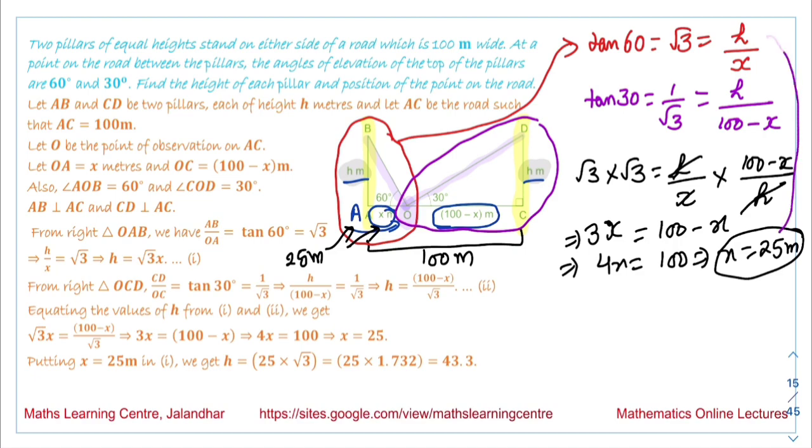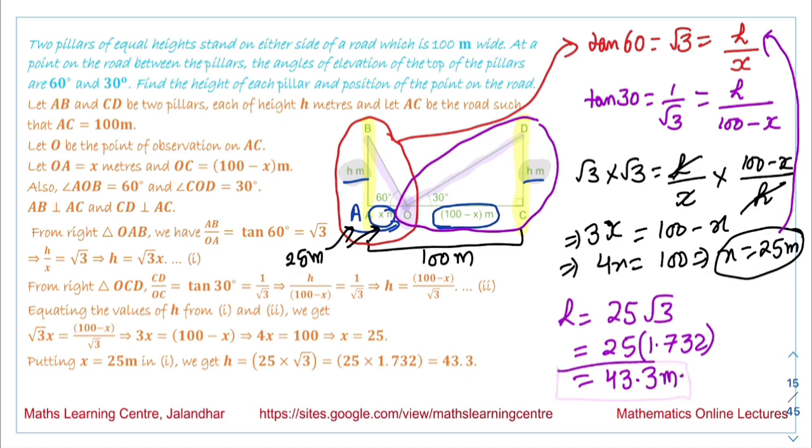Next we have to calculate the value of h. So we substitute this value in the first equation and we get h is equal to 25 root 3, that is 25 into 1.732. The answer we get is 43.3 meters. So this is the height of these two towers which are equal in height. We are saying their height is 43.3 meters.